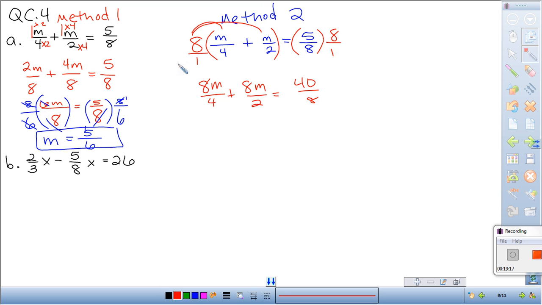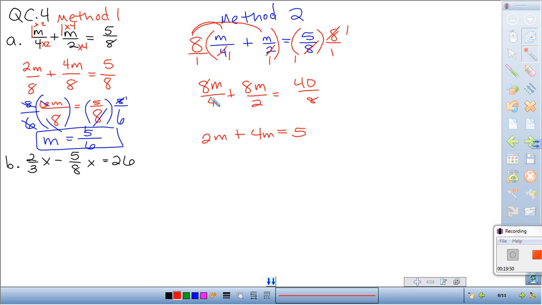So let me show you cross-canceling what we would have gotten. 8 and 4 are both divisible by 4. 4 divided by 4 is 1. And then 8 divided by 4 is 2. So 2 times m is 2m plus, cross-canceling here, divide 2 and 8 both by 2. 8 divided by 2 is 4. 4 times m is 4m equals, cross-canceling here, 8 and 8. 8 divided by 8 is 1. 8 divided by 8 is 1. 5 times 1 is just 5. And let's see when we simplify these if we don't get the same thing.